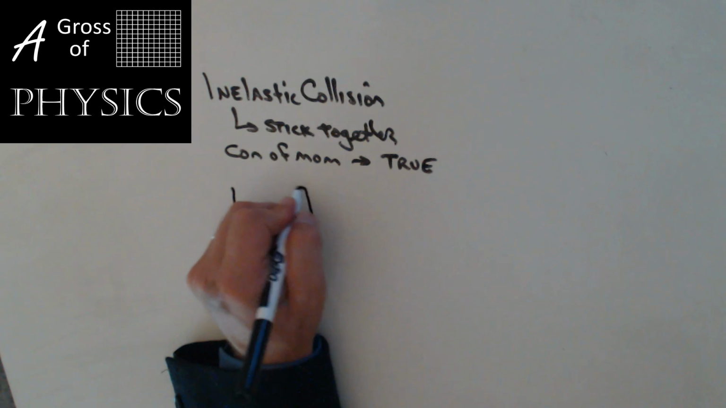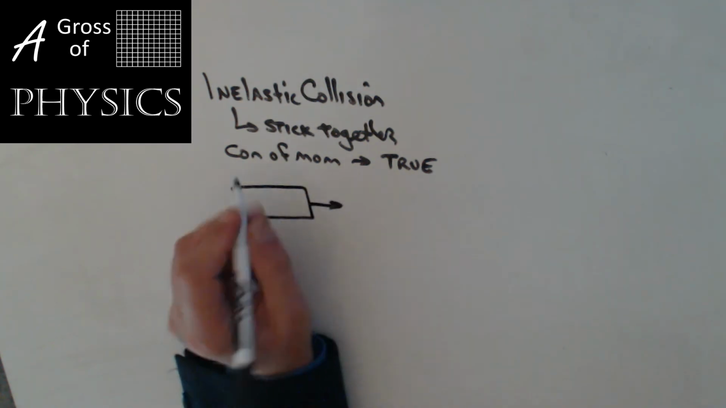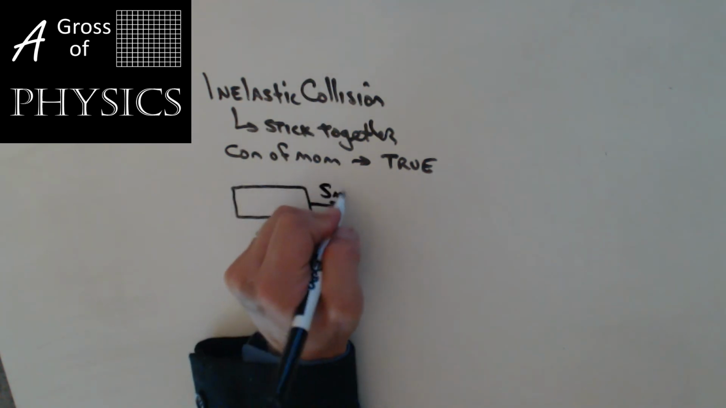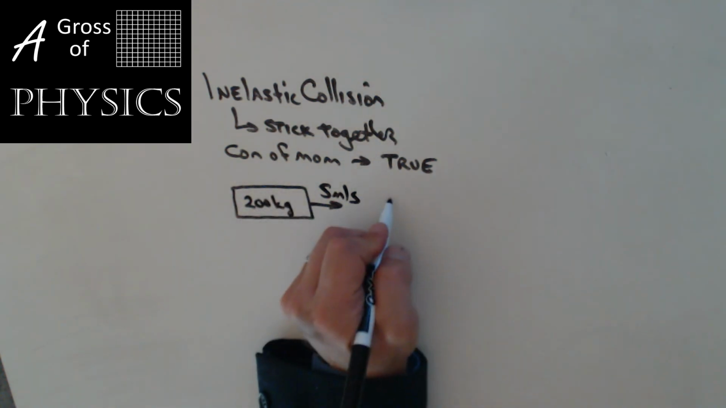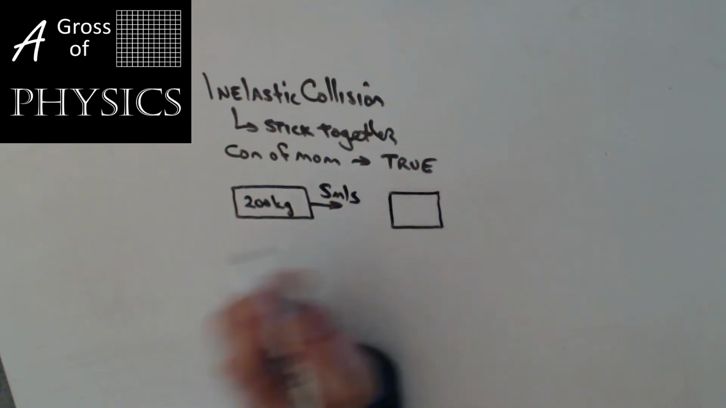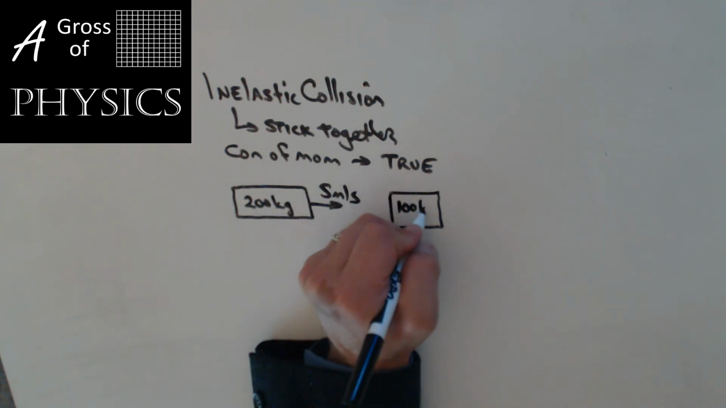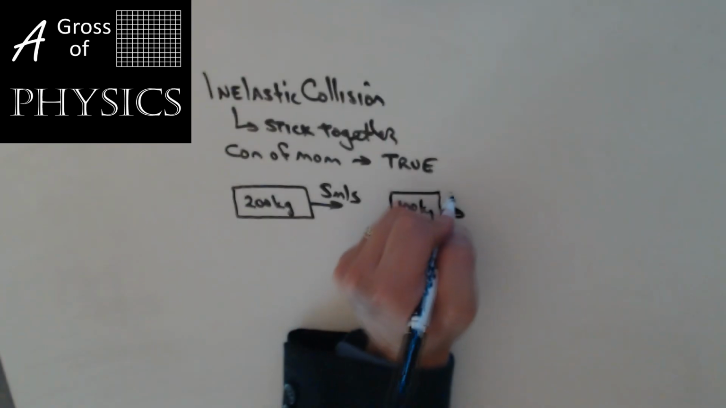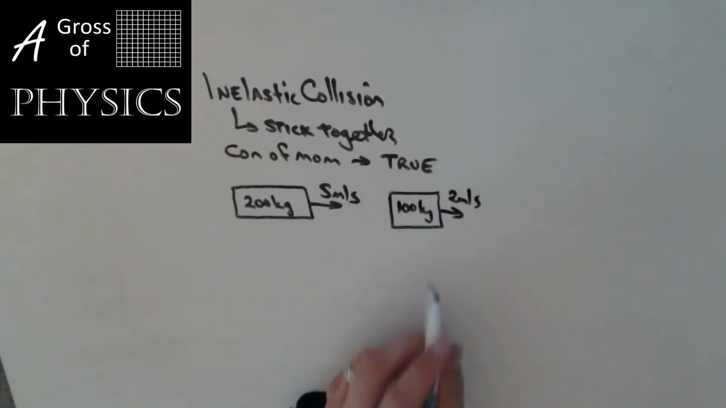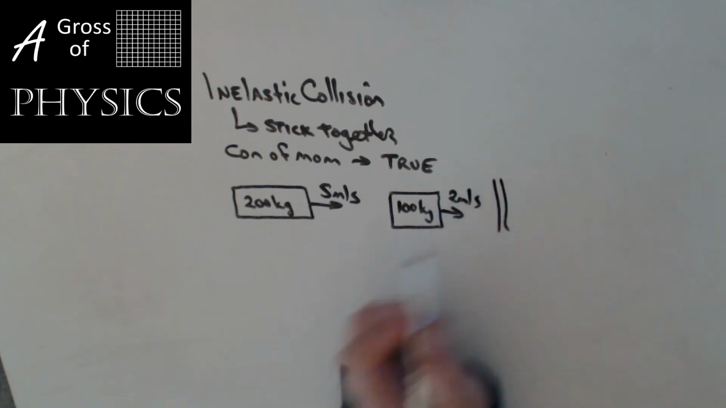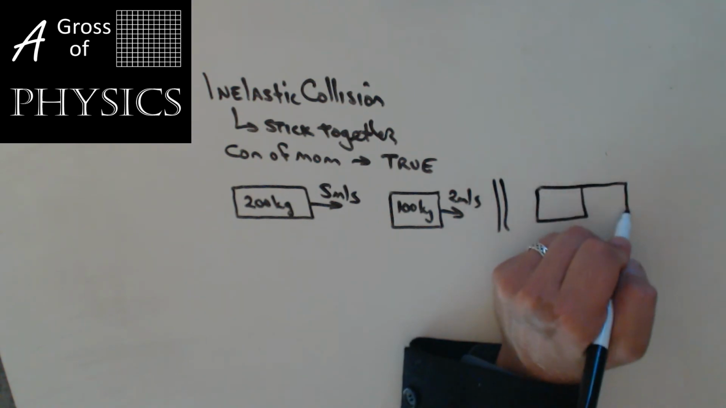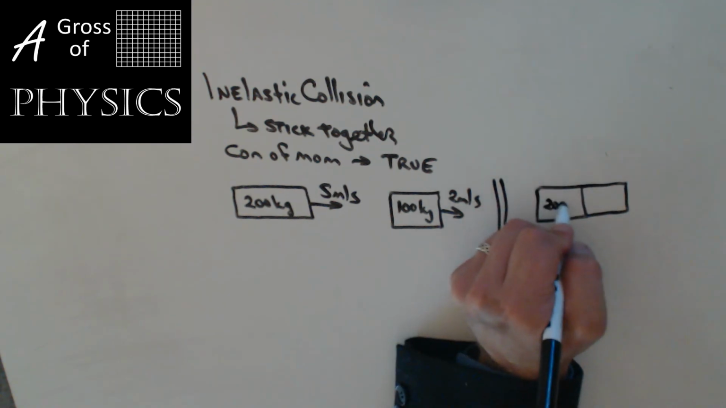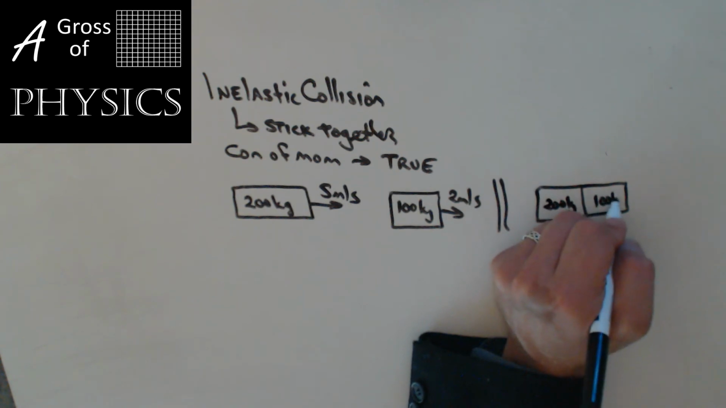So what we have is a vehicle traveling to the right at 5 meters per second, and it's a 200 kilogram vehicle. It's going to collide with another vehicle that is 100 kilograms, traveling at 2 meters per second. So that's our before. I'm going to put a double line, and then I'm going to put the two objects stuck together, 200, 100.